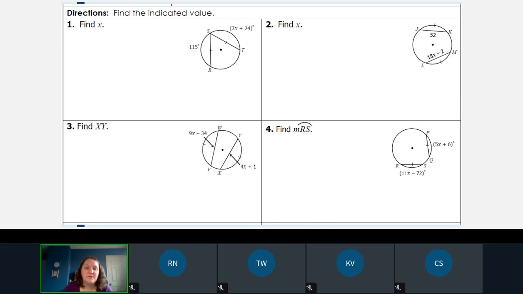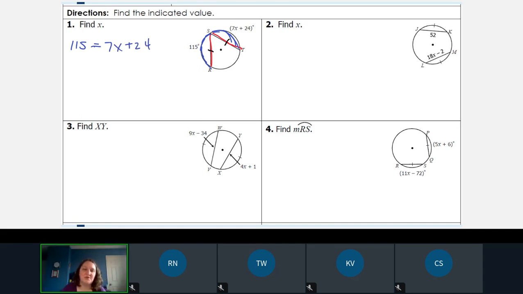All right, so here we go. We've got a circle, and we've got two chords in that circle. I have chord SR and chord ST. And I know those chords are congruent because they're marked there with the little tick marks. And so if those chords are congruent, that means that the arcs inside of them are congruent. Yep, so we can say, oh, well, 115 has to be equal to 7x plus 24.